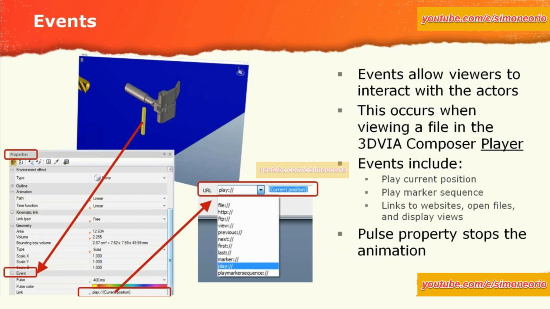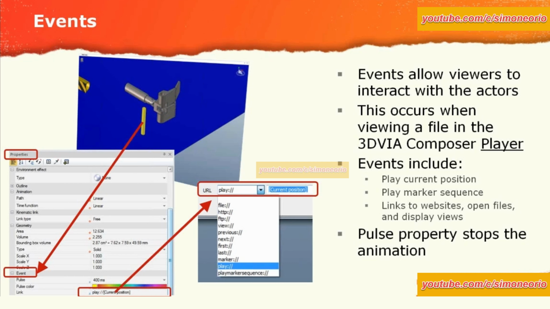All right, moving forward, events is what we want to discuss next briefly. And events are really where the magic happens with regard to making an interactive animation, that WALL-E animation that we saw. We're going to see this when we play this animation in the Composer player. And the way that you do this is you insert a pulse event, and that's what causes the blinking that you saw on Wall-E. So it pulses.